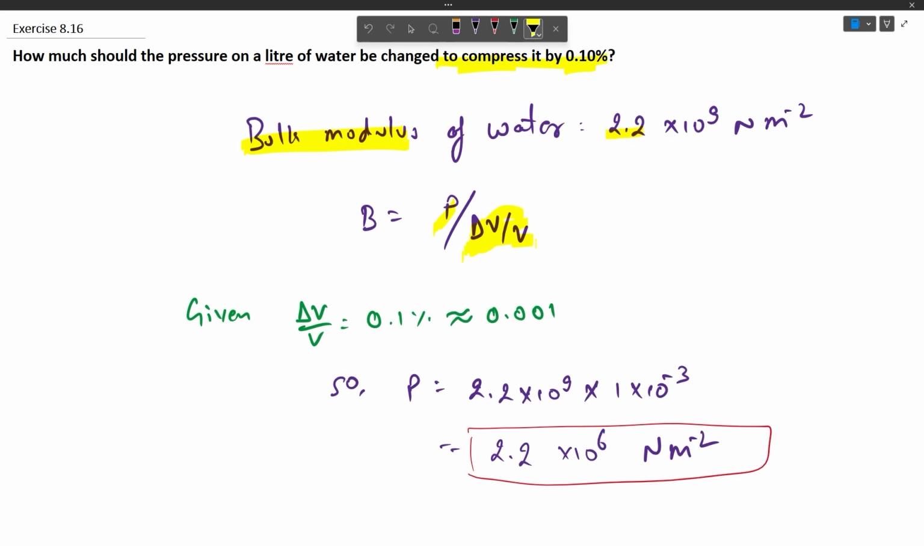Now we know the bulk modulus here, and this quantity is known, delta V by V. Now for the unknown pressure, we calculate this, and we will get it as 2.2 into 10 raised to the power 6 Newton per meter square. Thank you.